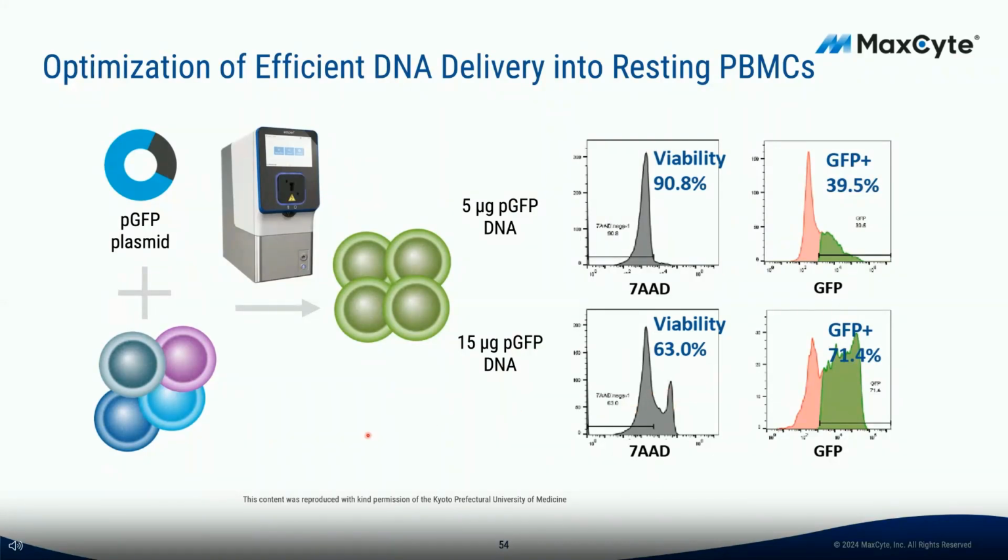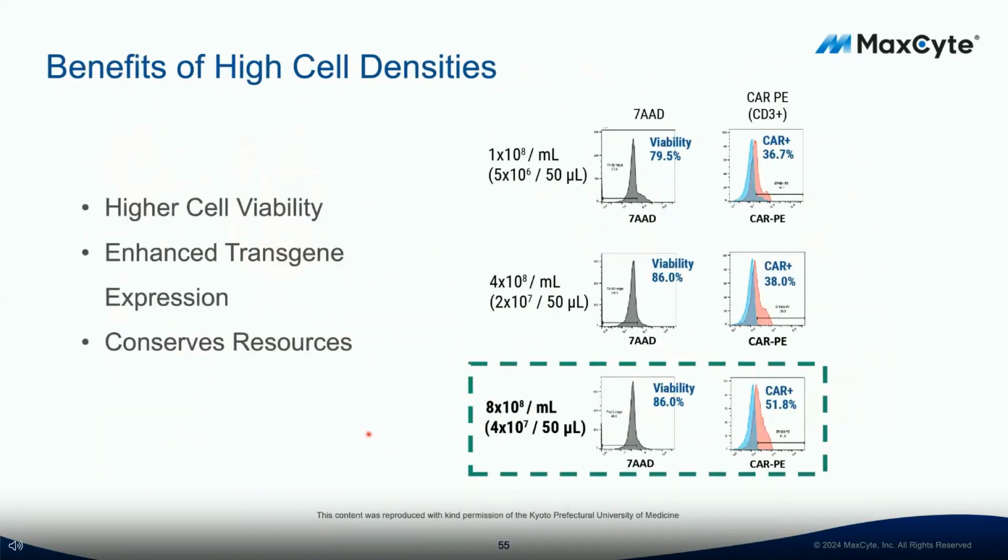So one way Shigeki overcame this issue was by increasing the cell density during electroporation from 100 million cells all the way to 800 million cells per ml. And he found that actually increasing the cell density increased the transgene expression and improved the cell viability. This also reduces the amount of DNA he had to use because he can use a smaller volume for electroporation.